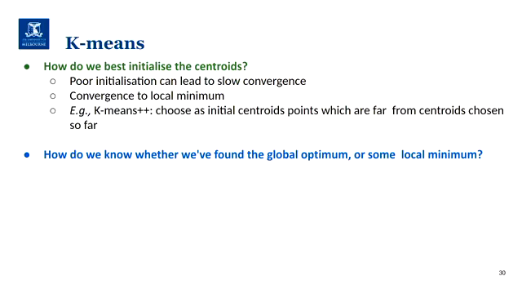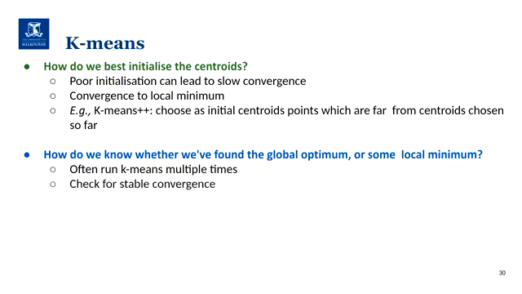And how do we know whether we found a global optimum or not? Well, what is usually done is that we run k-means multiple times. It's such a quick algorithm, we can effectively test how stable the clusters are and check for stable convergence. If I run it 100 times, is every single time I have these sets of proteins, for instance, in the same cluster or not.